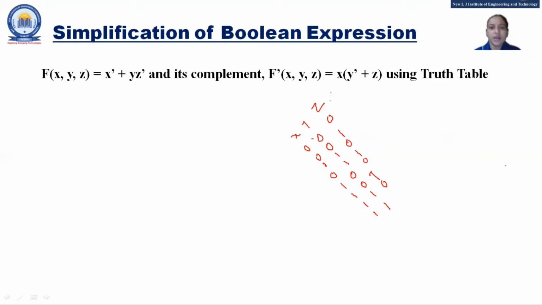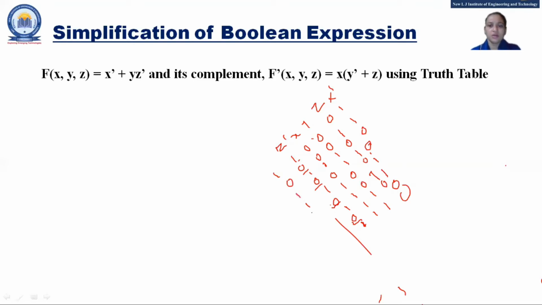What do we have to find? x dash. What will we get? 1 1 1 1 0 0 0 0. Now y plus z dash. For z dash, what do we have? 1 0 1 0 1 0 1 0. Okay, now y plus z dash, that is 1 0 1 1 0 1 1 1.